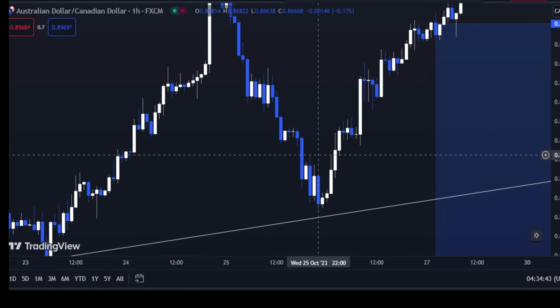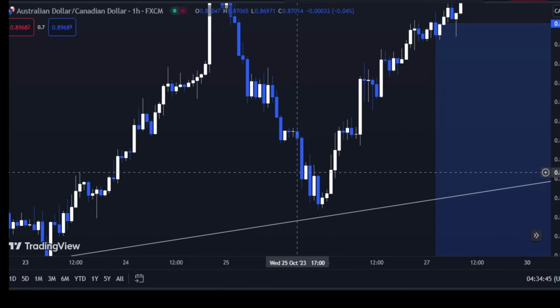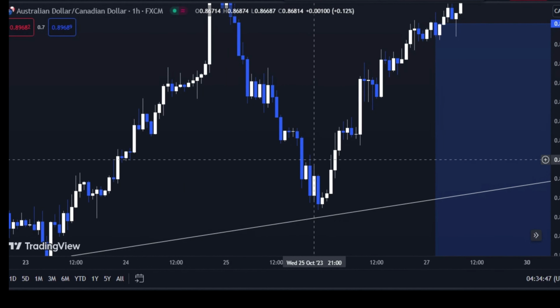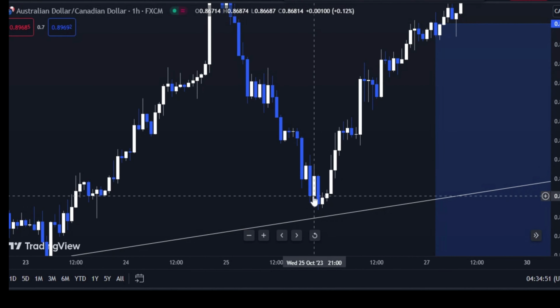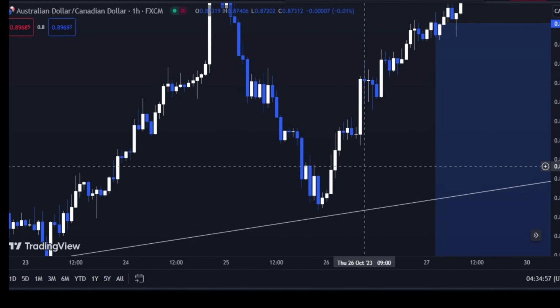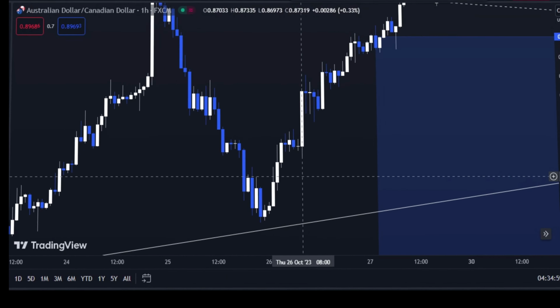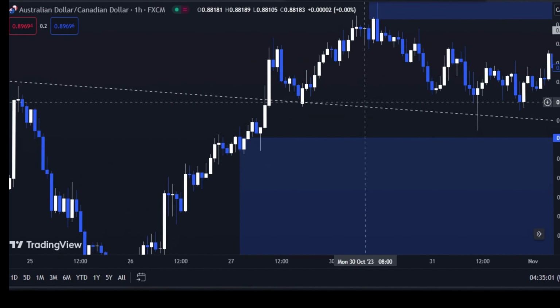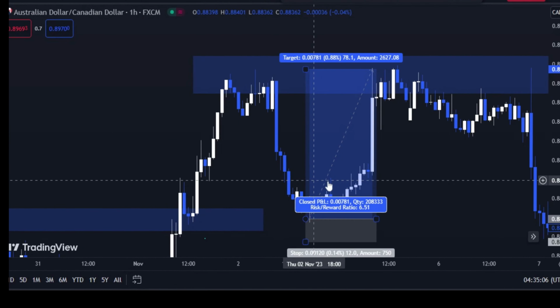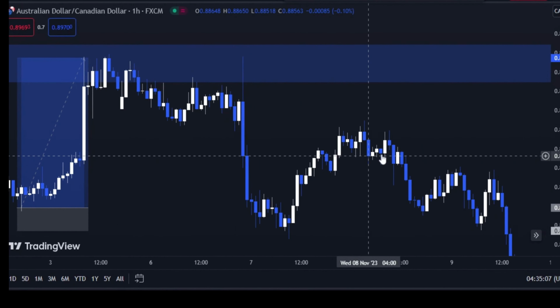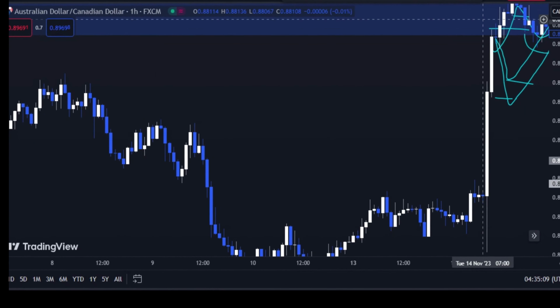This is not considered a valid pullback. This is just another price action. So I hope you guys have understood this lesson. Let's go on to the trade I took, and I'll show you how I took the trade and how you can take similar trades. So let's go.